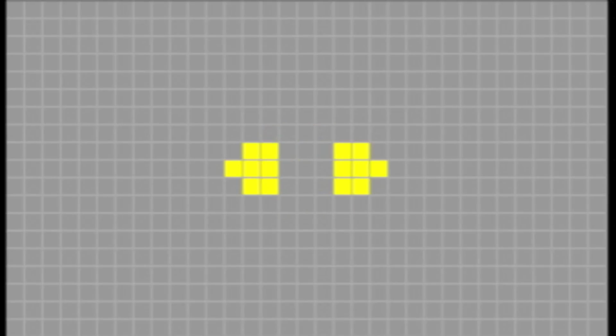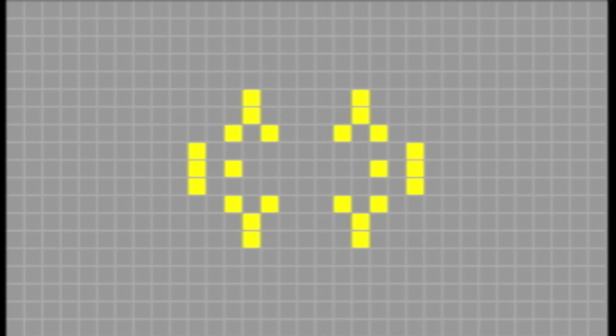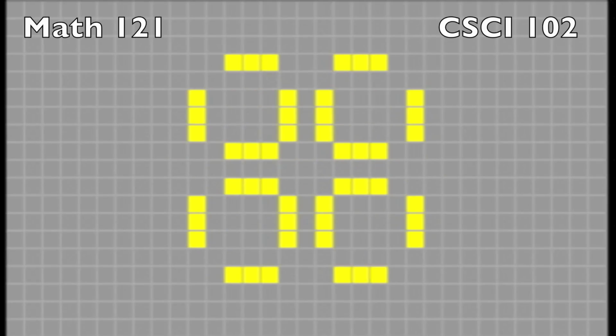To learn more about Conway's Game of Life and similar problems, take a course in either Math 121 Combinatorics or Computer Science 102 Introduction to Computational Modeling.